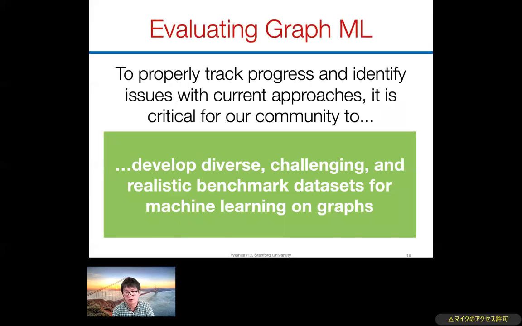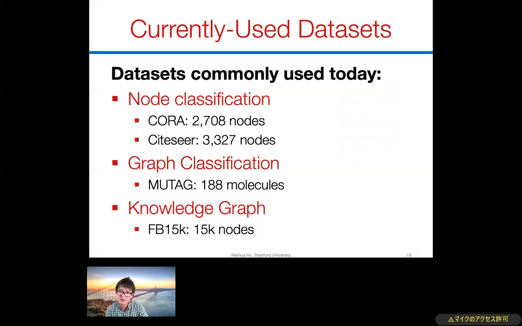To properly track progress and identify issues with current approaches, it is critical for the community to develop diverse, challenging, and realistic benchmark datasets for machine learning on graphs. However, if we look at the currently used graph datasets, they're really problematic. The most obvious issue is that the dataset sizes are extremely small. For example, the most commonly used node classification datasets, Cora and Citeseer, only contain a few thousand nodes. And the widely used graph classification dataset, MUTAG, only contains less than 200 molecular graphs.